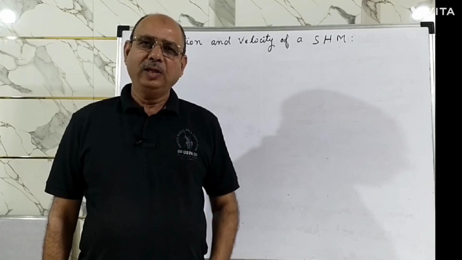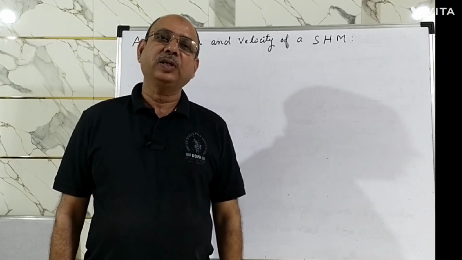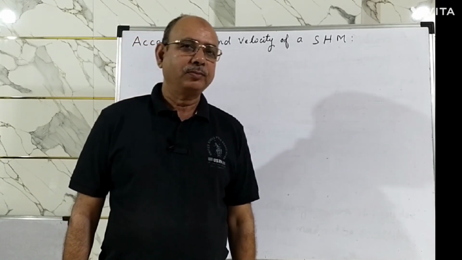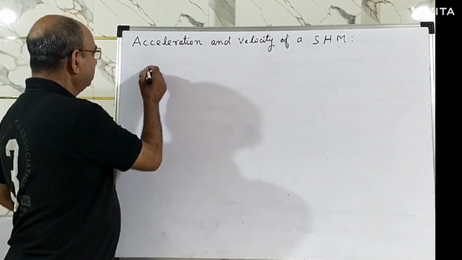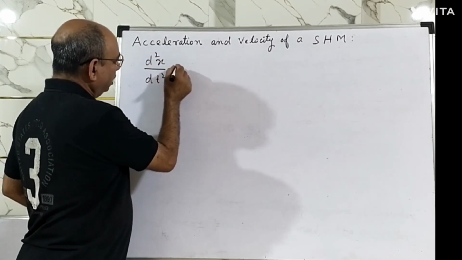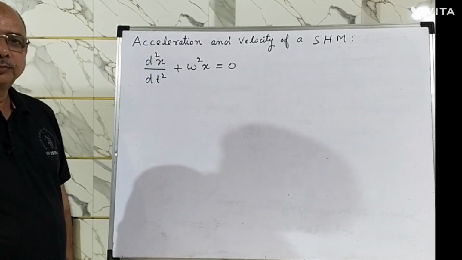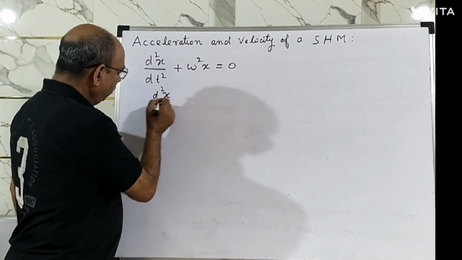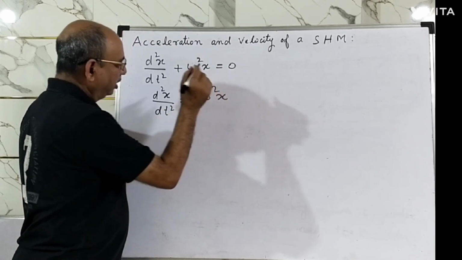I am Ajmal. In this video, we are going to derive the expression for acceleration and velocity of a body performing simple harmonic motion. The differential equation of a body performing simple harmonic motion is d square x upon dt square plus omega square x is equal to 0. We can write it d square x upon dt square is equal to minus omega square x.